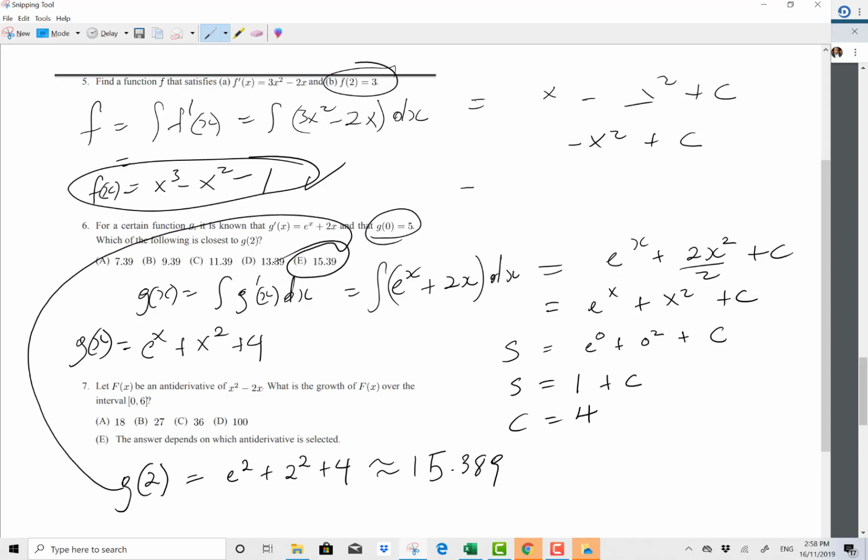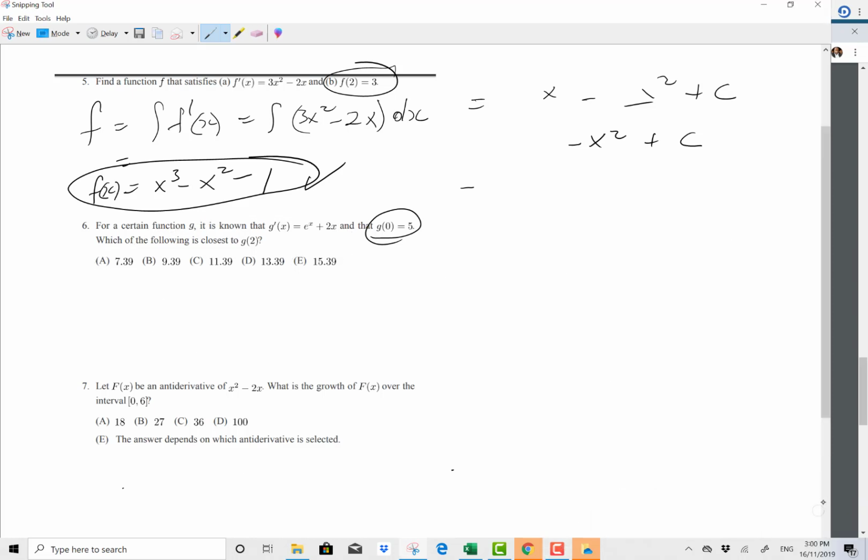Obviously, this value is going to be E. E is the closest to it. I'm having 15.389, so that's going to be the closest value to my answer right there. So that completes number 6. Okay, let's do number 7 now.